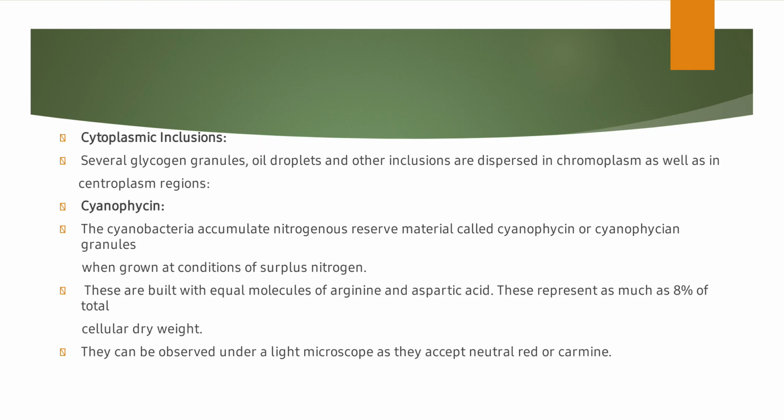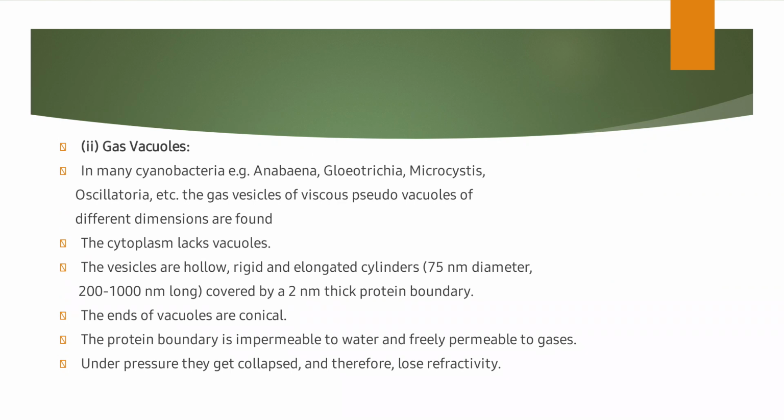Cytoplasmic inclusions. Several glycogen granules, oil droplets, and other inclusions are dispersed in the chromoplasm as well as in the centroplasm regions. Cyanophycin. The cyanobacteria accumulate a nitrogenous reserve material called cyanophycin or cyanophycin granules when grown under conditions of surplus nitrogen. They can be observed under a light microscope as they accept neutral red or carmine.